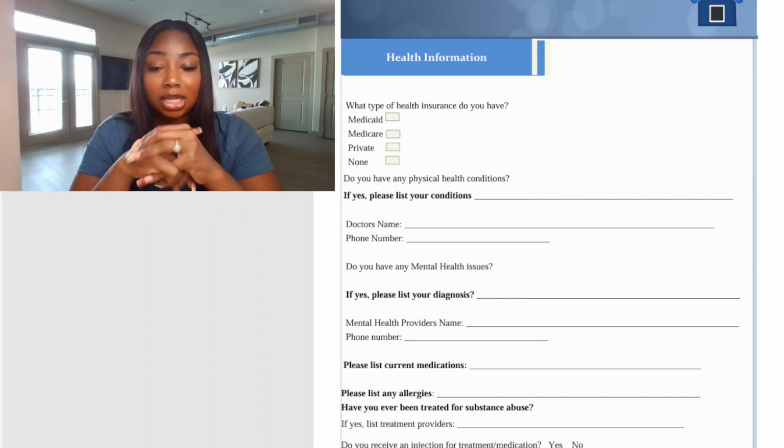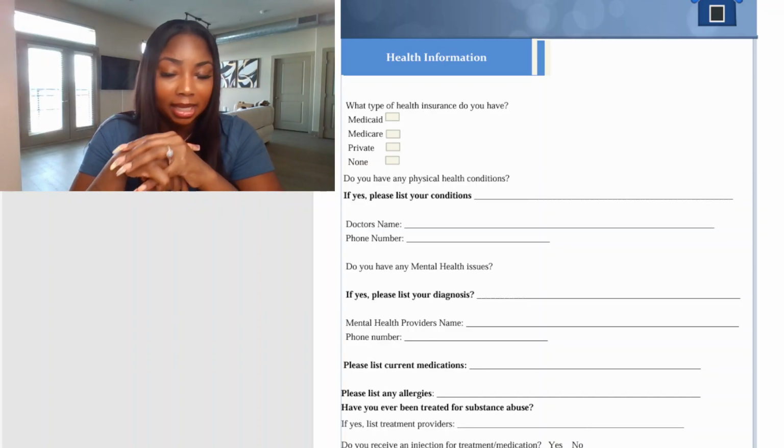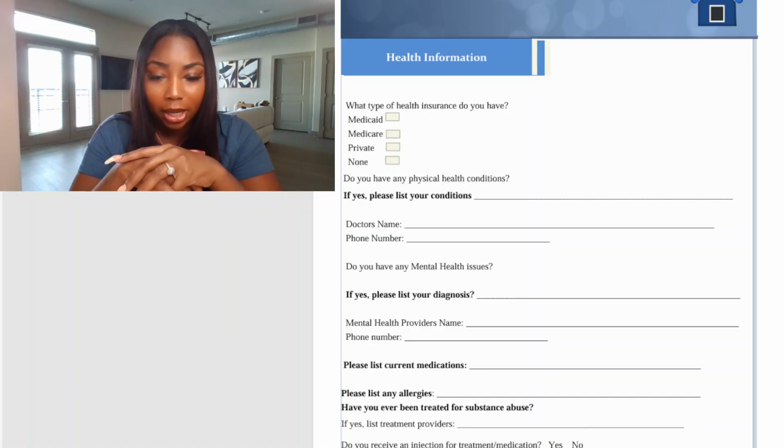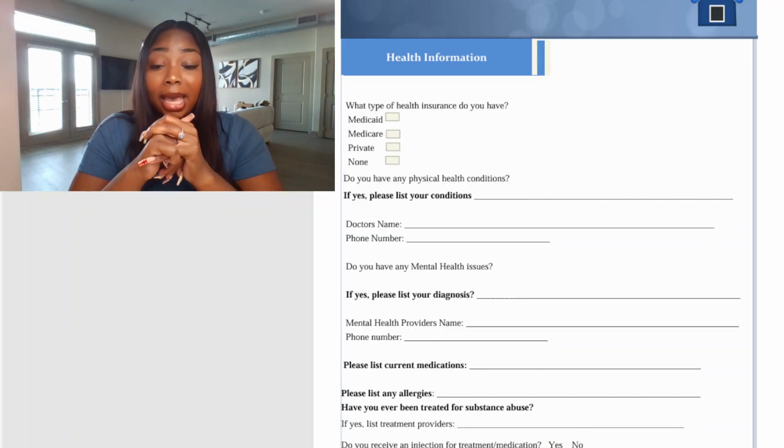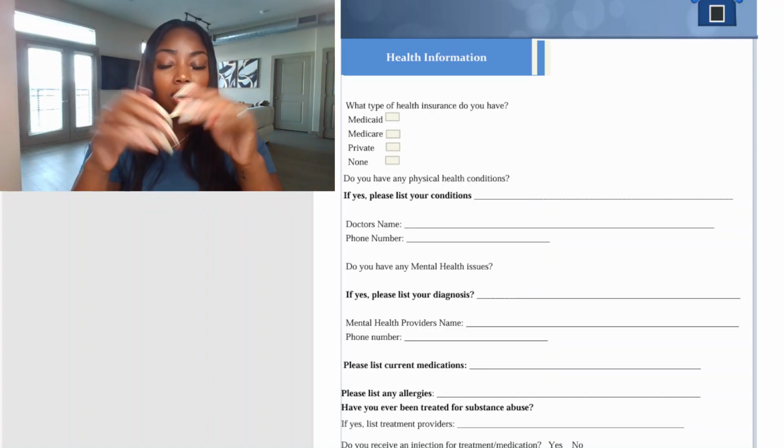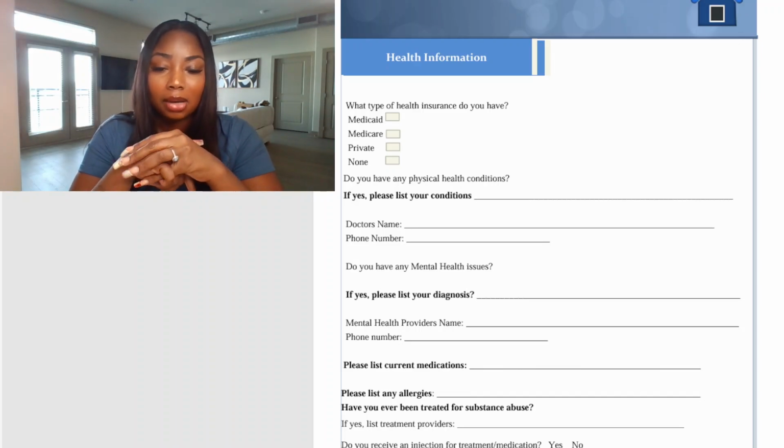Please list any current medications. They need to list any medications that they're taking so that way you're fully aware. Do they have any allergies? This is really important. Like I mentioned earlier, bleach, Lysol, different things like that that may be around the house.